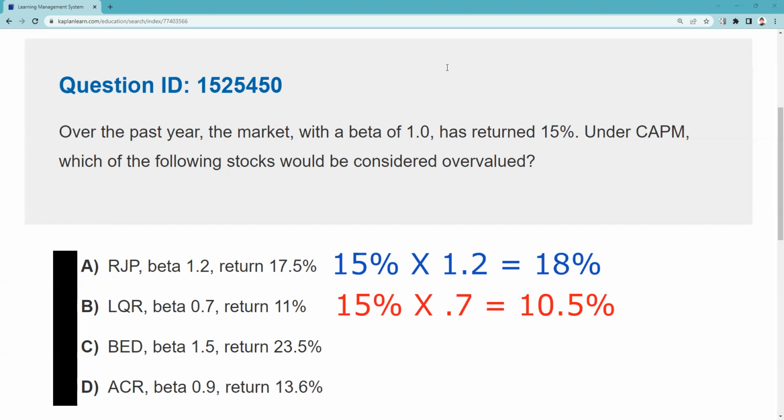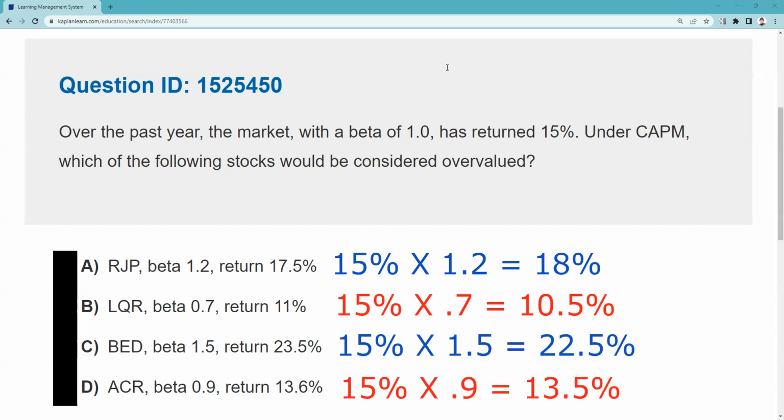What we're basically doing is comparing these returns. All right, so let's look at BED. It has a beta of 1.5. So we take 15%. Whoop, what happened? There we go. 15% times 1.5. And we get 22.5, and it got 23.5. So again, we had 1% of alpha there, excess return. And so we don't think that that's overvalued. In other words, we're getting the return we expect based on this beta.